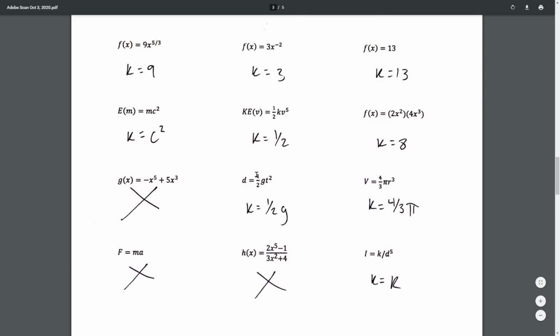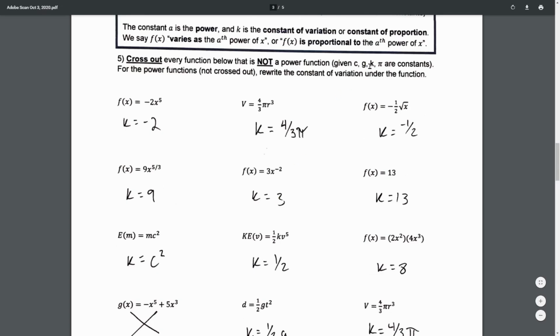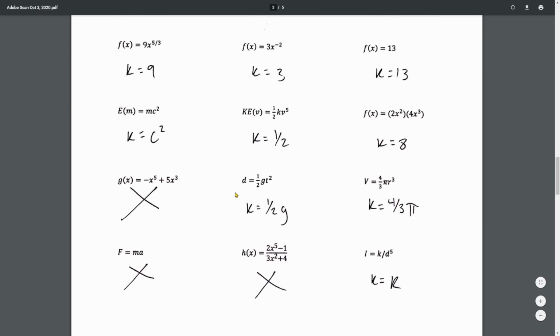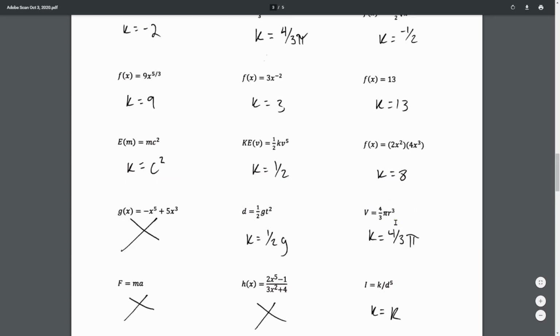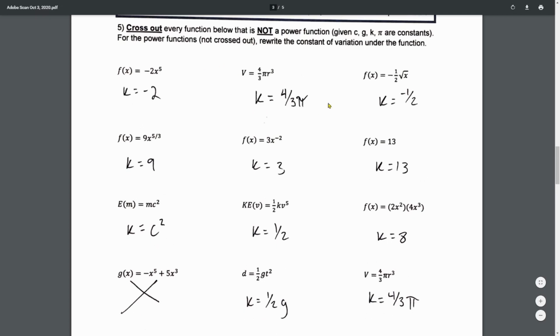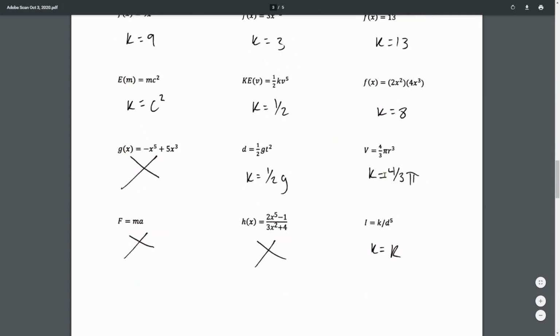Next, d equals 1/2 g times t squared. So we know that g is a constant. It was said here in the instructions. So our constant here would be 1/2 g, and t is getting squared. So we would write k equals 1/2 g. Next we have v equals 4/3 pi r cubed. This is the exact same question as the one over here. So again, our constant would be 4/3 pi.